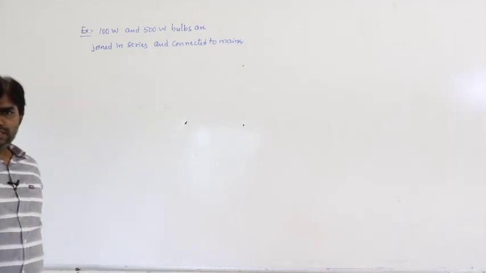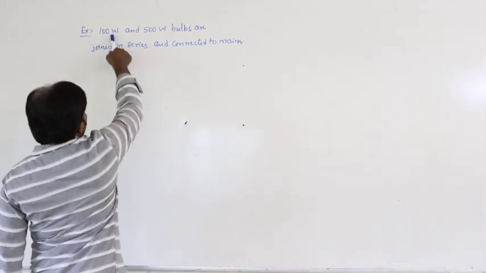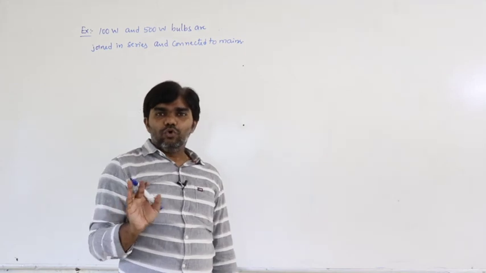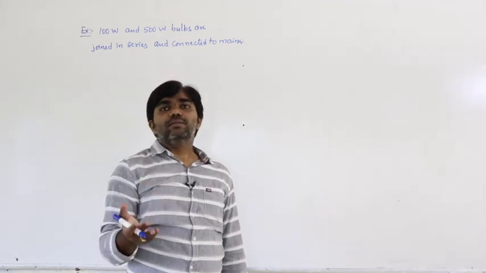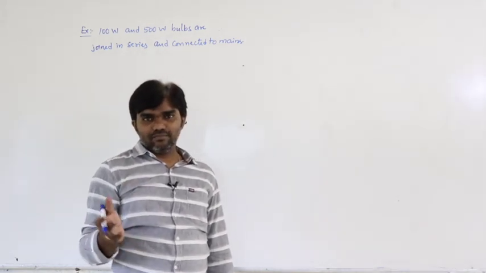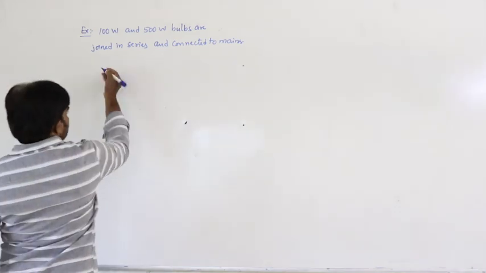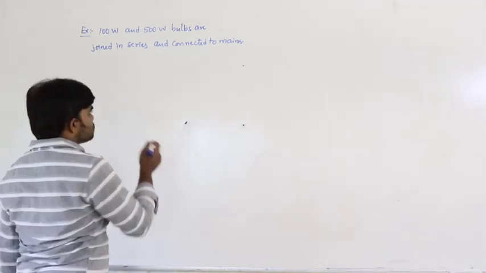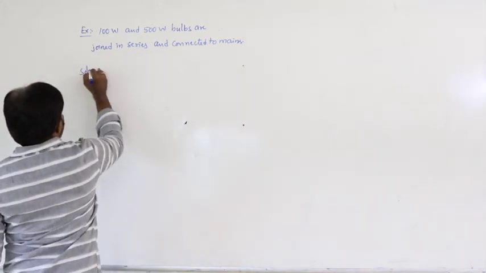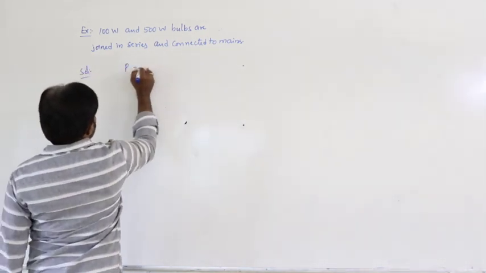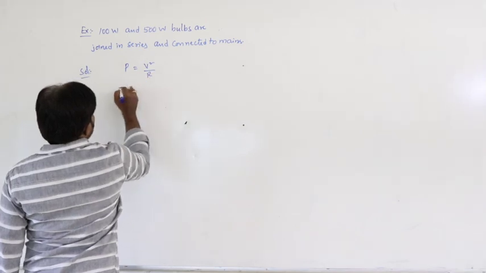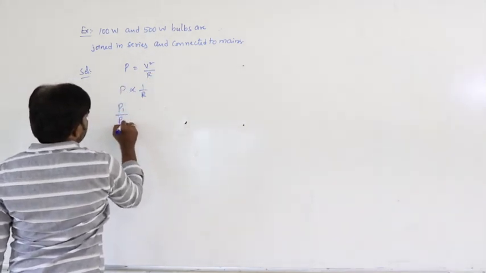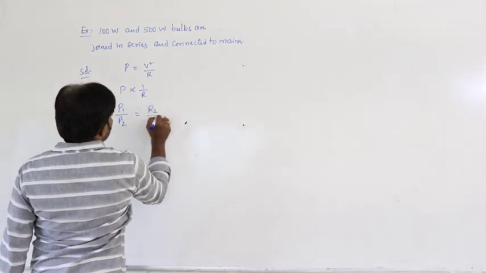So simply we can say that low wattage bulb glows brighter. No doubt about that. If we solve that also, we can get that. So let us do the solution. P is equal to V square by R, so P is proportional to 1 by R. So P1 by P2 is equal to R2 by R1.